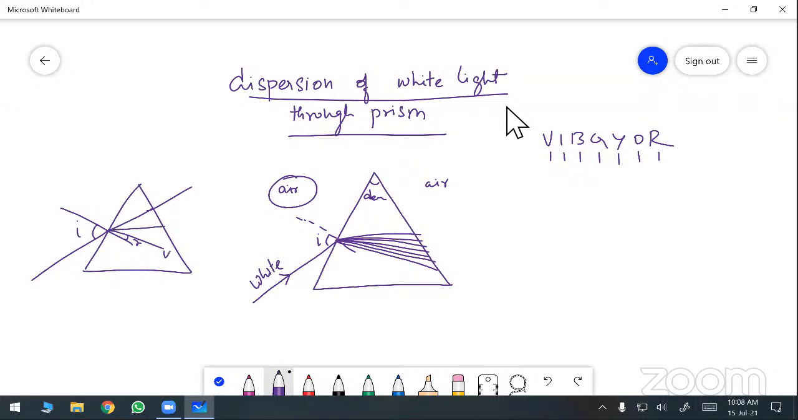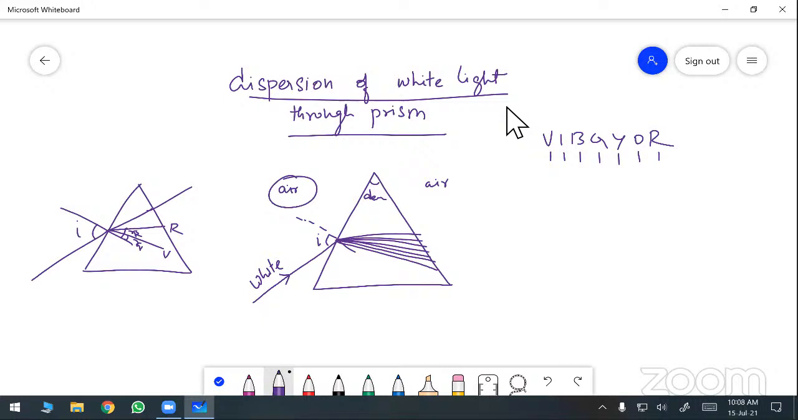For example, for violet to red, this is the angle of refraction for red and this is the angle of refraction for violet. So the angle of refraction is maximum for red light. When light is incident from rarer to denser, refraction occurs, and the refracted rays bend towards the normal because the medium of the prism is denser.